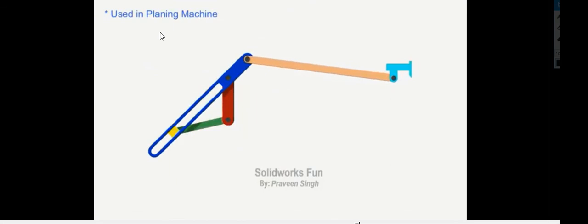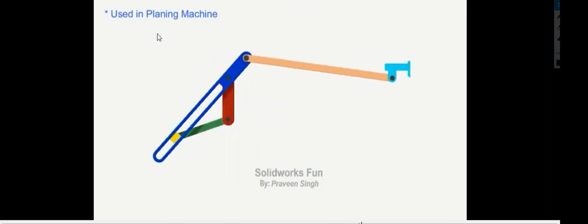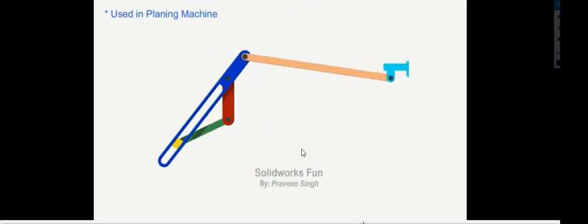This is used basically in a machine called a planing machine, in which the tool does not move, the workpiece moves. In a shaper, the tool moves over the workpiece. Here the workpiece is actually moving. We will see how it moves. This is the quick return mechanism. Again, the forward stroke is long and the return stroke is short.